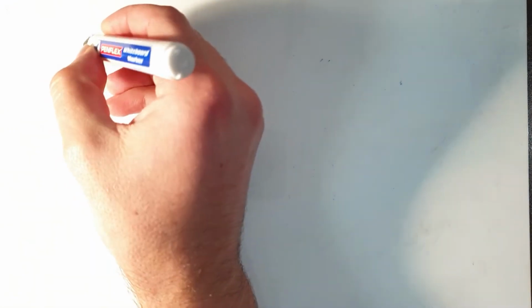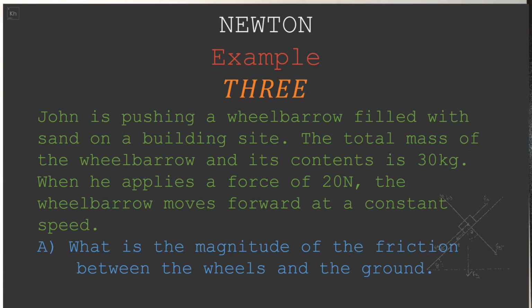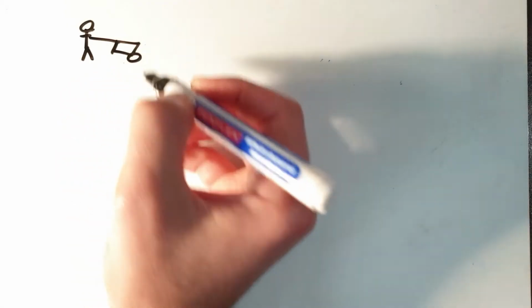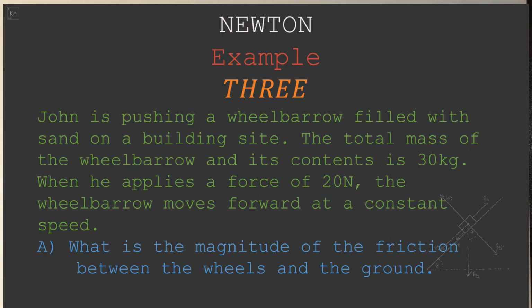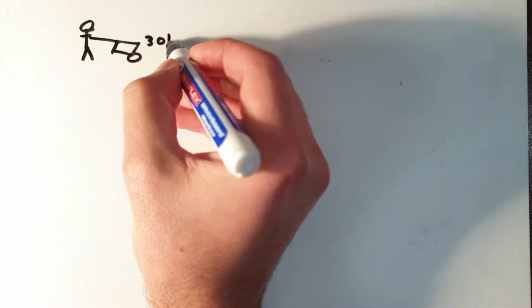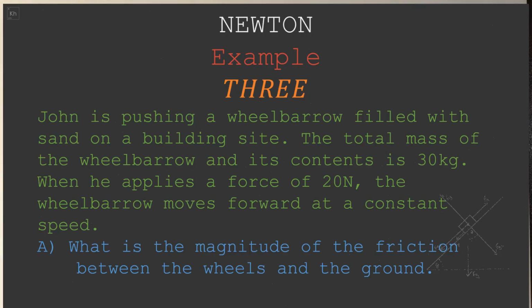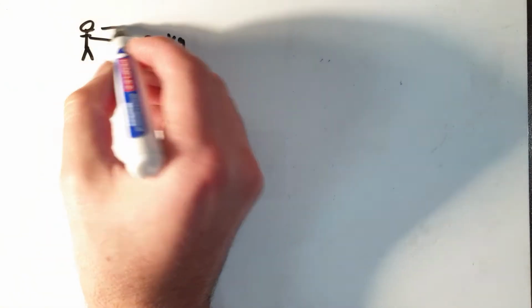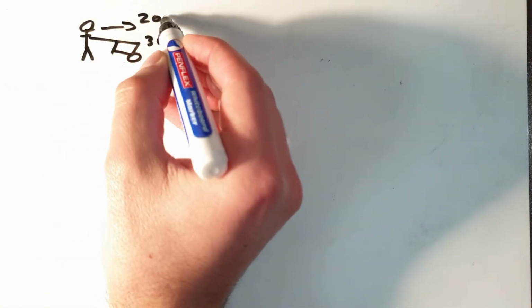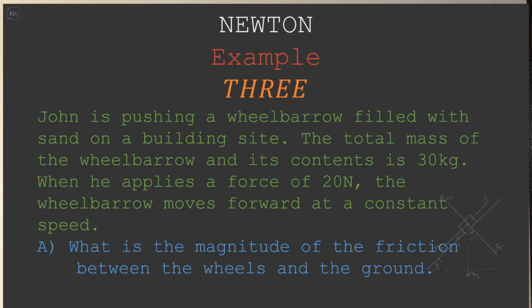Today we're going to look at John. Now, John is pushing a wheelbarrow filled with sand on a building site. The total mass of the wheelbarrow and its content is 30 kilograms. When he applies a force of 20 newtons, the wheelbarrow moves forward at a constant speed.